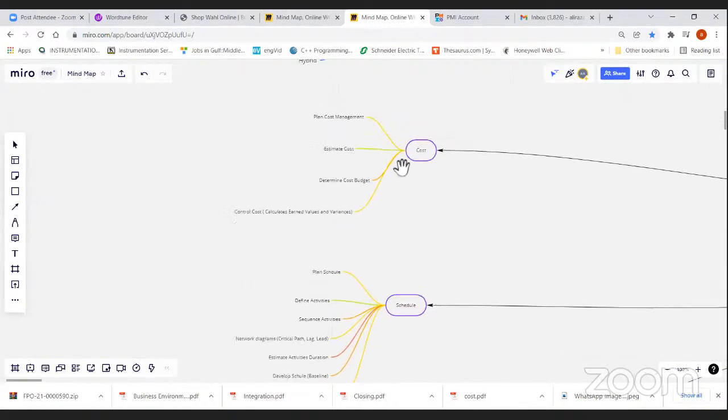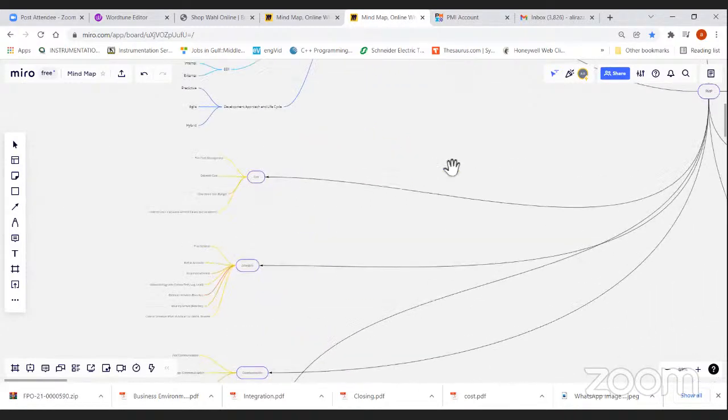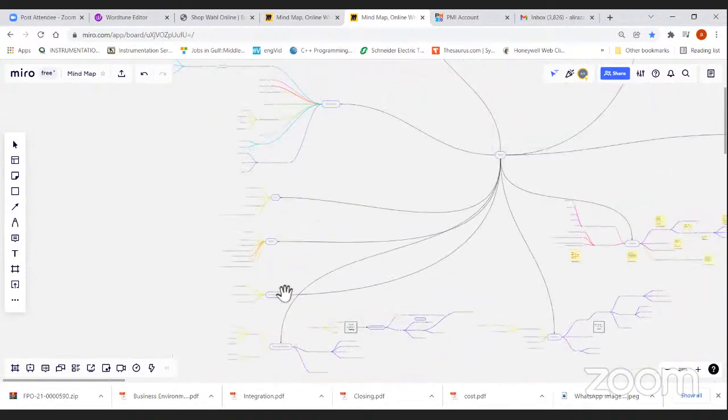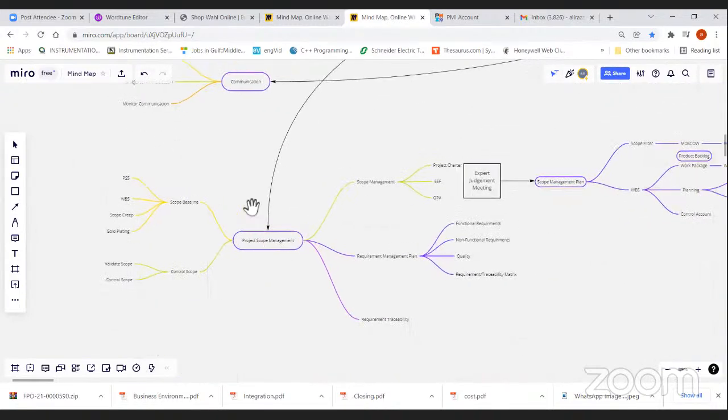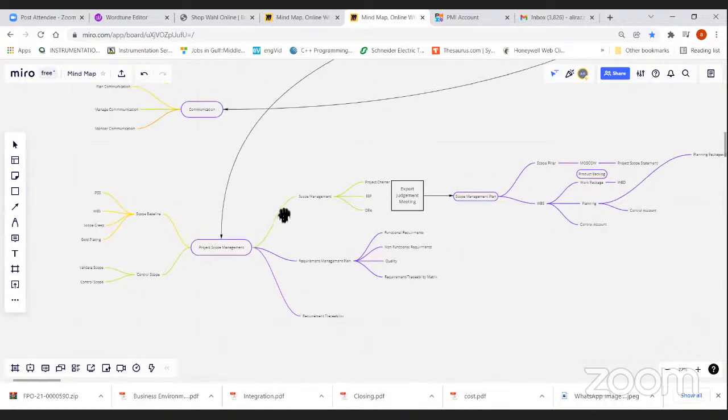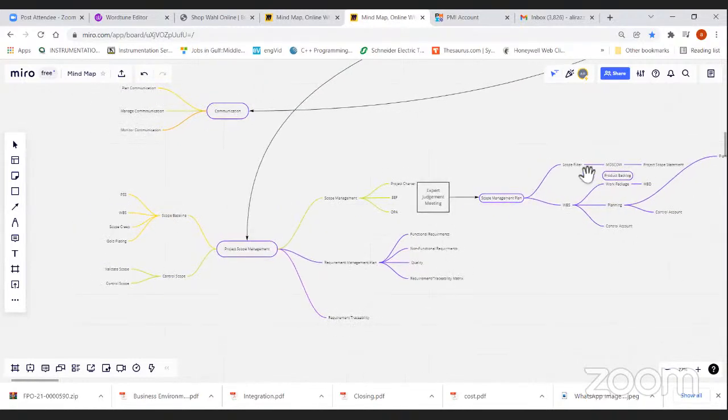Okay. Cool. Where is the scope management plan? Start with the scope management plan. This is Amir Saab. Okay, can you make it a little bigger? Okay.